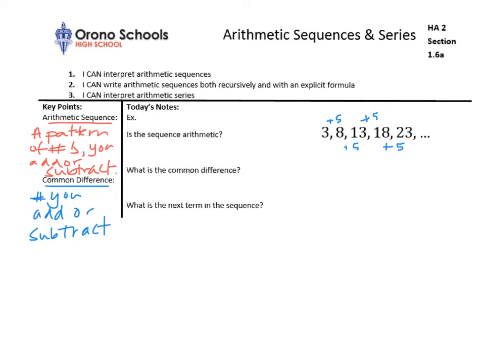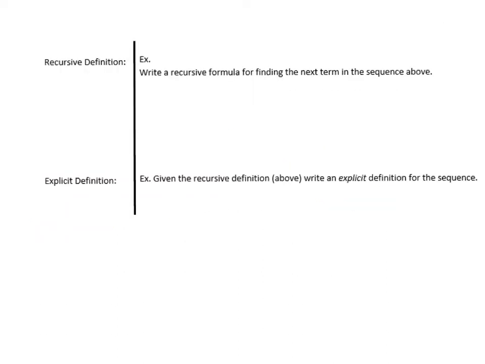So is the sequence arithmetic? We would say yes. What is the common difference? The common difference is positive 5. So you add 5 each time. What is the next term in that sequence? If we take the last term written and add 5 to it, we would get 28. That would be the next term in that sequence.